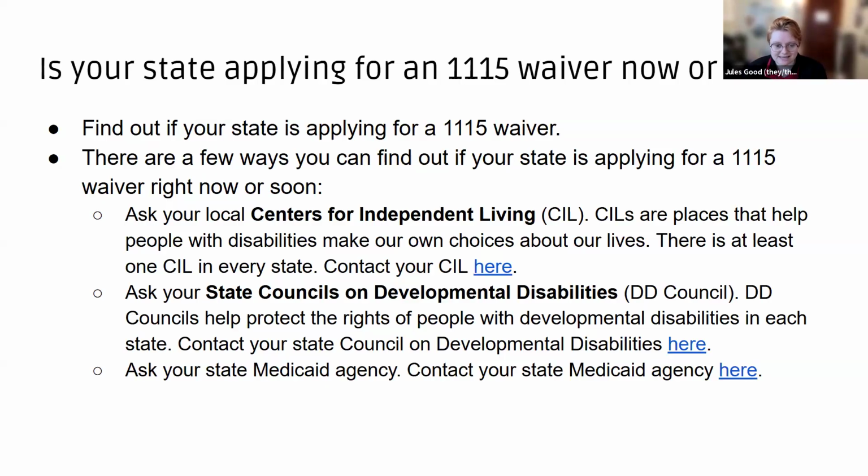Like we said earlier, every state has a Medicaid agency that usually is directly handling this waiver stuff. It is usually housed under the health department for your state, and we will put the information for how to find and contact your state Medicaid agency in the description as well.